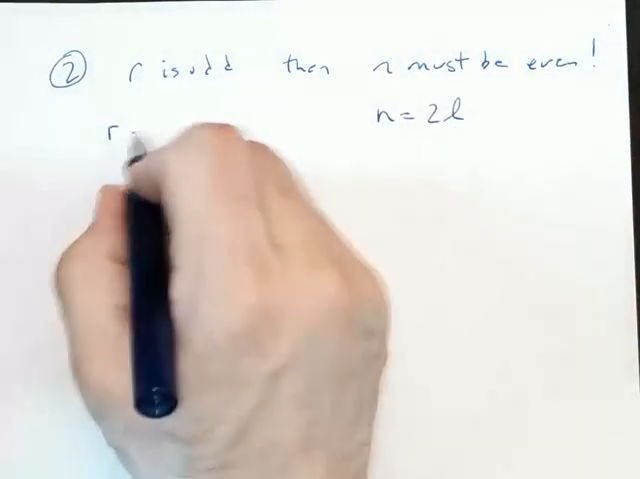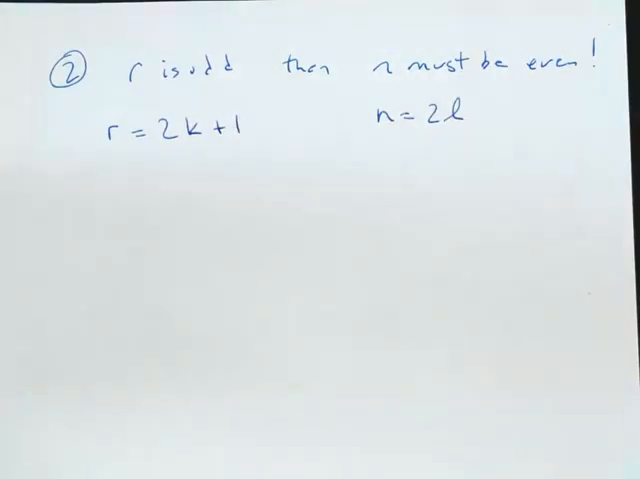n is 2 something, r is the same as 2k plus 1, and that means I'll let n do something else. Back to an example. If n must be even, but this must be odd. So I can't use 4.